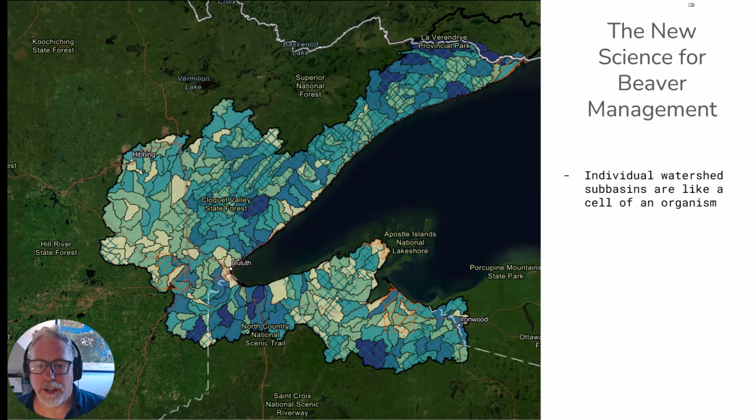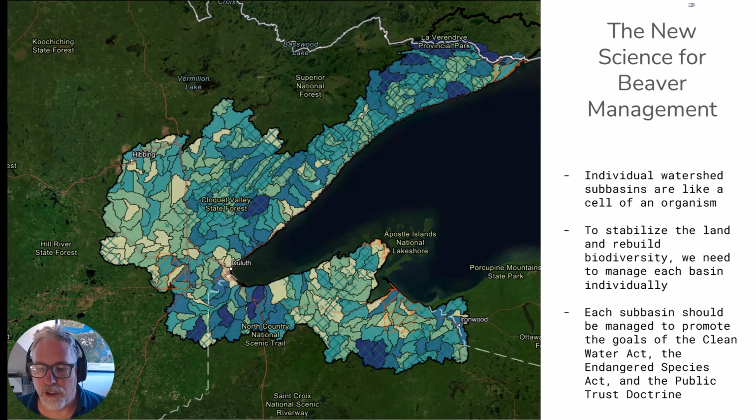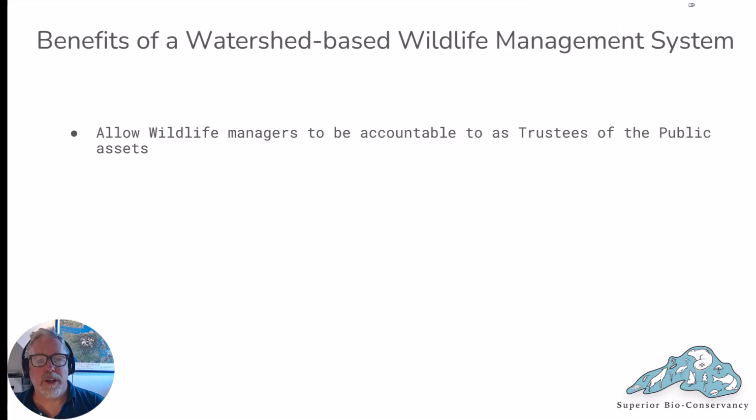Here we're looking at a sub-watershed map, so I can begin to explain our plan for science-based beaver management. So individual watershed subbasins are like the cell of an organism, and we feel that wildlife management units should be based on such natural units rather than political boundaries, roads, or other components of the built landscape. Furthermore, to stabilize the land and rebuild biodiversity, we need to manage each basin individually. And each subbasin should be managed to promote the goals of the Clean Water Act, the Endangered Species Act, and the Public Trust Doctrine.